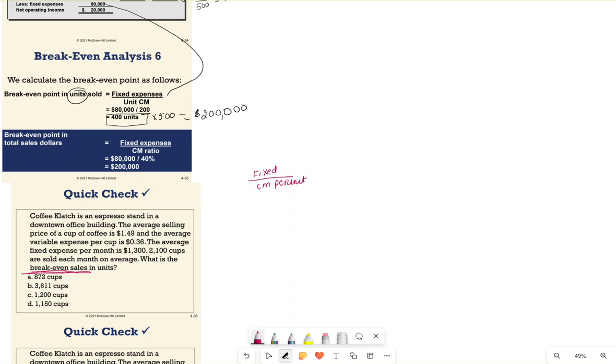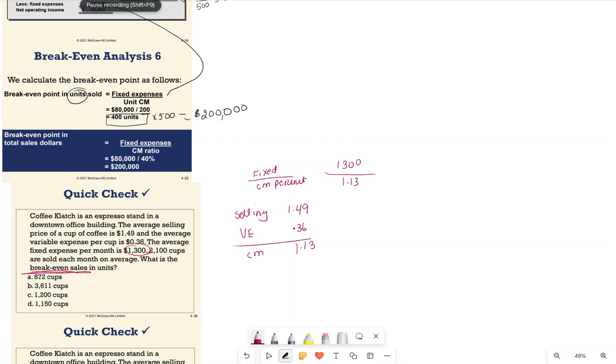For that we need a selling price. My selling price is $1.49. My variable expense per cup is 0.36, and I know that my contribution margin per unit is $1.13. So that's my contribution margin per unit, and we want to know how many units they have to sell to recover. So what is my fixed expense? My fixed expenses are 1,300.